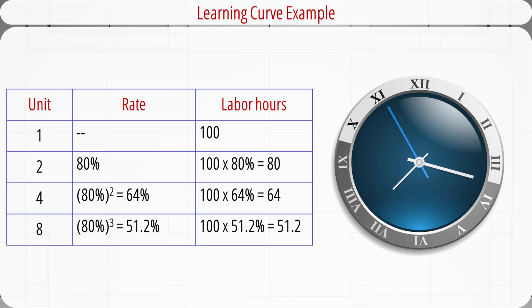Similarly, for the 8th unit, the quantity doubles another time. We need 80% of the time of the 4th unit. That is 80% to the power of 3. We need 51.2 labor hours. And this is the answer to the question.